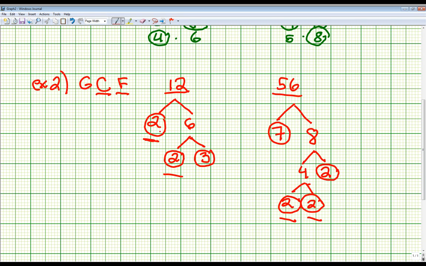So if we look, we've underlined 2 2s over here and 2 2s over there. So if we come over here, 2 times 2, there's our 2 2s. The greatest common factor between 12 and 56 would be 4, because they both share 2 2s in common. So that's how you use a factor tree to find the greatest common factor.